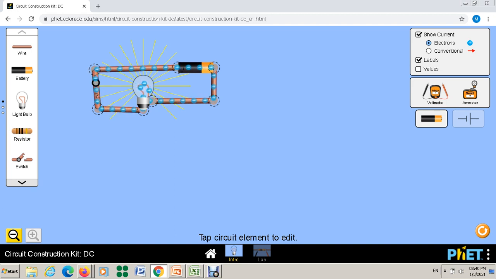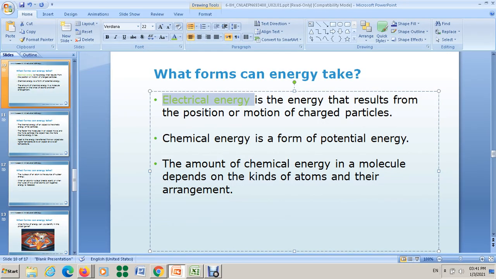Electrical energy is associated with the negatively charged particles moving in a wire. The wire also has positively charged particles that do not move. Which particles are moving? Only the electrons, or negatively charged particles, are moving, not the positively charged particles. So the negatively charged particles move within the wire and they create an electric current. This movement is the electrical energy. Electrical energy is the energy that results from the position or motion of charged particles.